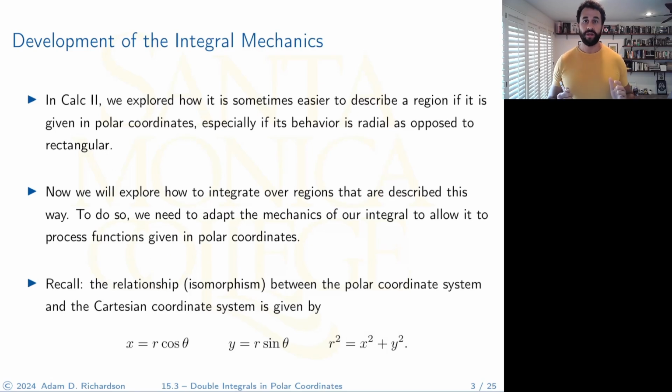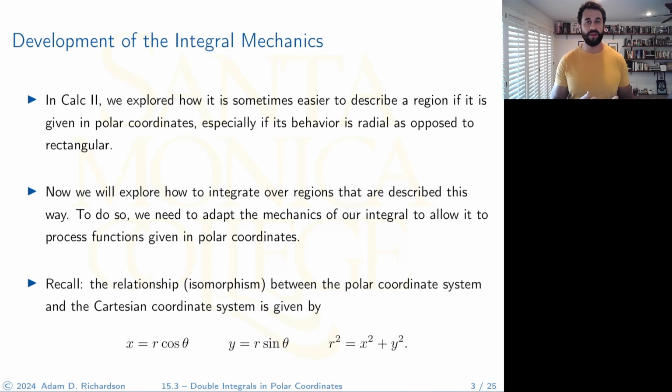Back in Calc 2, you explored how sometimes it's easier to describe a region if it's given in polar coordinates, right? Sometimes regions are just more nicely described if they are radial in nature, as opposed to rectangular. So now we're going to see how to integrate over these regions that are described this way. What do we need to do? Well, we need to adapt the mechanics of our integral, and we need to tell it how to process these functions that are given in polar coordinates instead of rectangular coordinates.